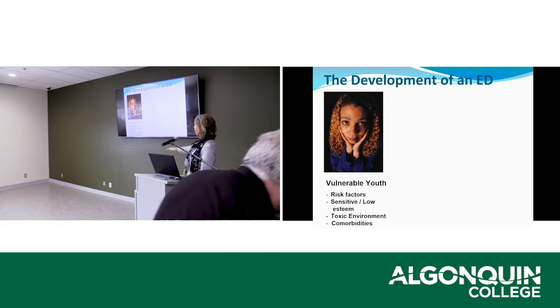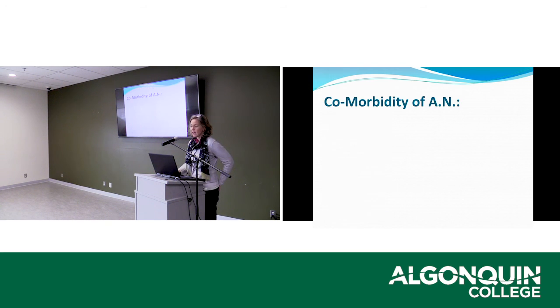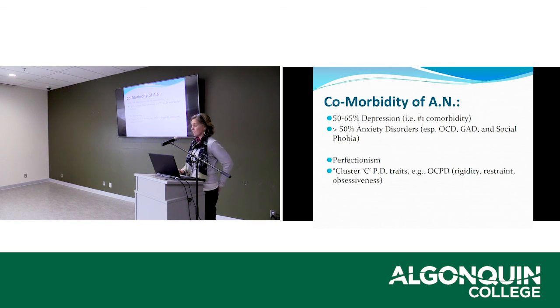So, development of an eating disorder, we talked about risk factors, the sensitive nature, we talked about the toxic environment, and then there's comorbidities. So what goes with eating disorders? It's mostly for the clinicians in the room. I'm just going to put these all out. Oops, backward. Yeah. So with anorexia nervosa, basically depression and anxiety.